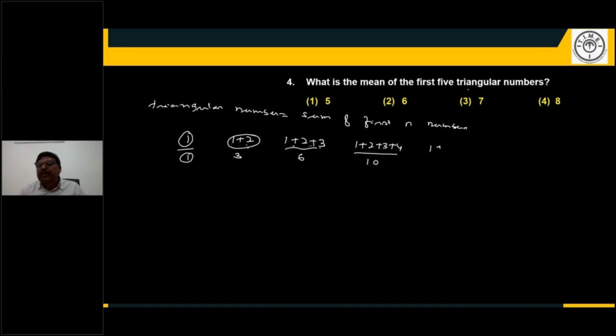The fifth triangular number will be 1 plus 2 plus 3 plus 4 plus 5. How much is it, students? 15. Right. Now he is asking, what is the mean? Mean is nothing but average. So what is the average of these numbers? You should add 1 plus 3 plus 6 plus 10 plus 15 and divide by 5, because you're adding 5 numbers. 15 plus 10, 25, 31, 34, 35. 35 by 5, as you all rightly said, students, 7. Good.